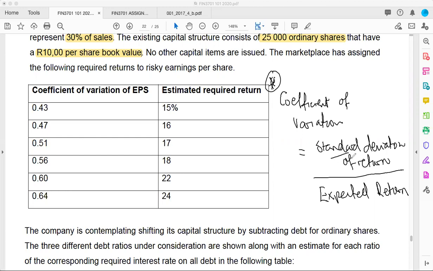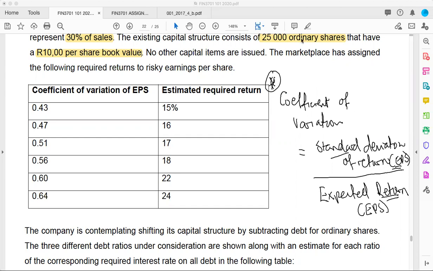So in this case, it will actually be the standard deviation of the EPS, since we're dealing with earnings per share, divided by the expected EPS. We won't be dealing with the expected return, we'll be dealing with the expected EPS, and we won't be dealing with the standard deviation of return. We'll be dealing with the standard deviation of EPS.